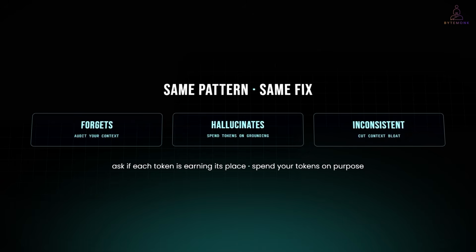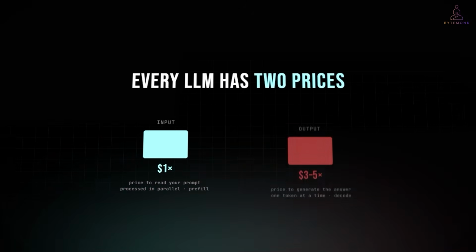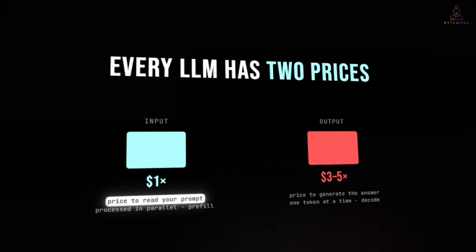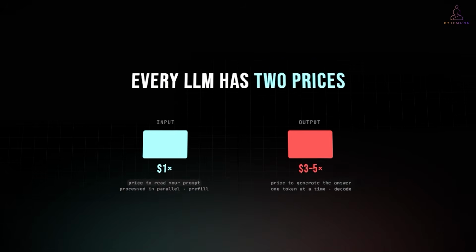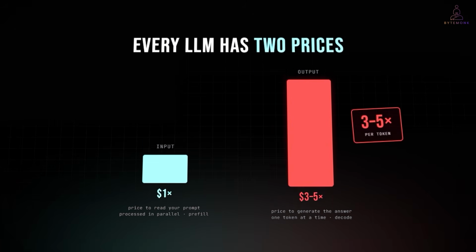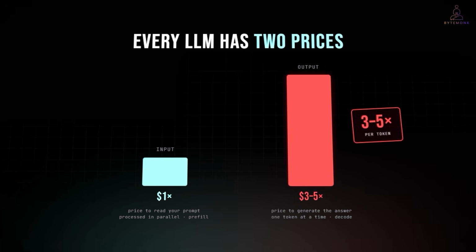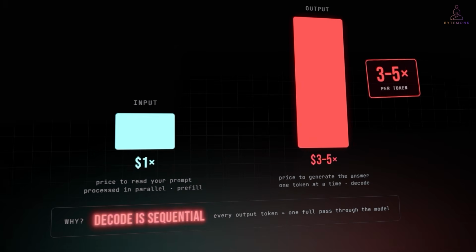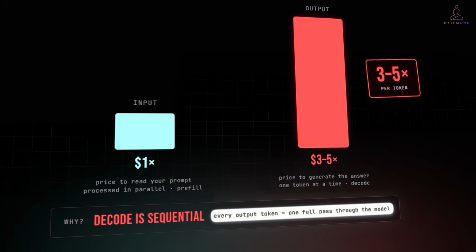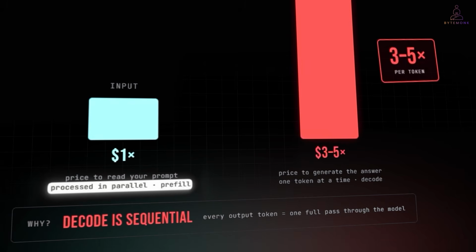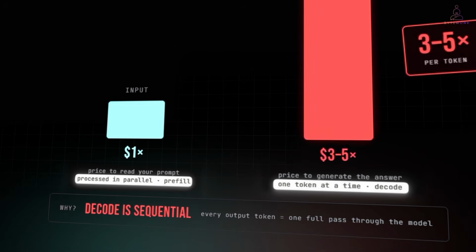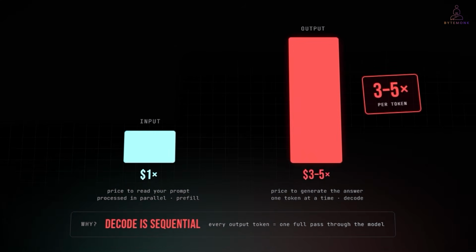Now coming back to cost. Every LLM has two prices. The price to read your input and the price to generate the output. And outputs cost 3 to 5 times more per token than inputs. Why? Because of decode. Remember, every output token is a full forward pass through the model, one at a time. Inputs get processed in parallel during prefill. Outputs are slow and sequential. And that's where the cost asymmetry comes from.